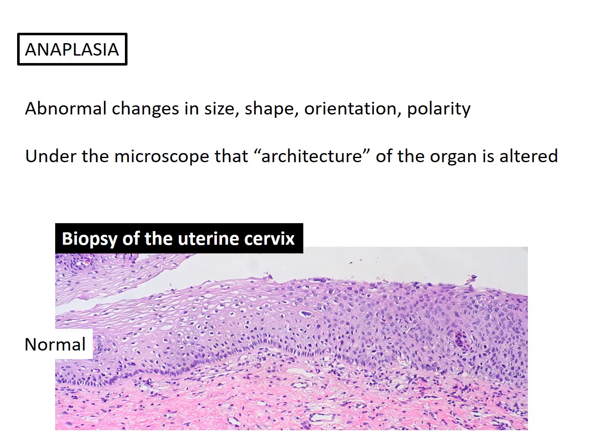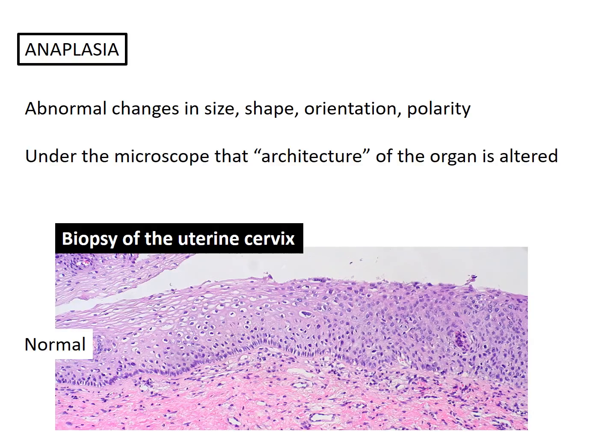And now anaplasia. Anaplasia is always abnormal. It is referring to abnormal changes in the size, shape, orientation, and polarity of the cell and of the tissue. So we look at all these different types of tissue and see what they look like normally. We can talk about the architecture of that tissue or of that organ. In anaplasia, as these cells become abnormal, the architecture of that organ is altered.